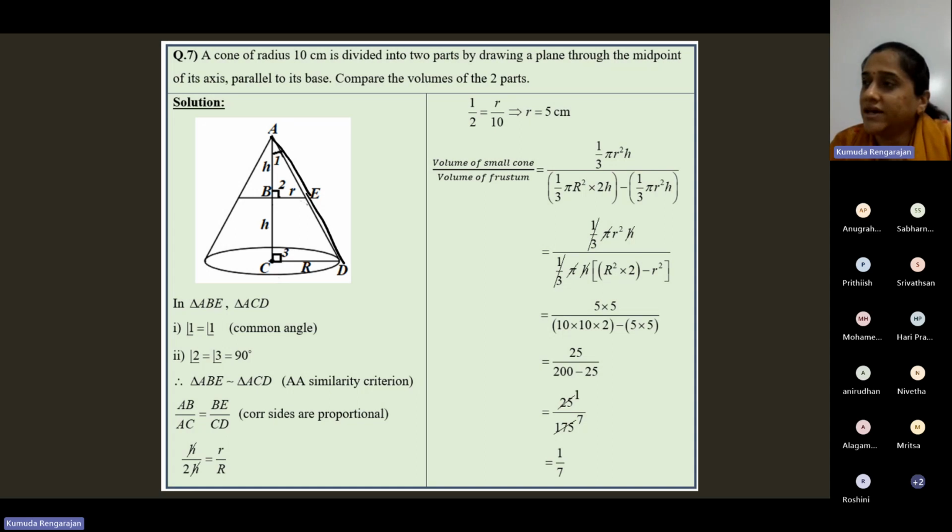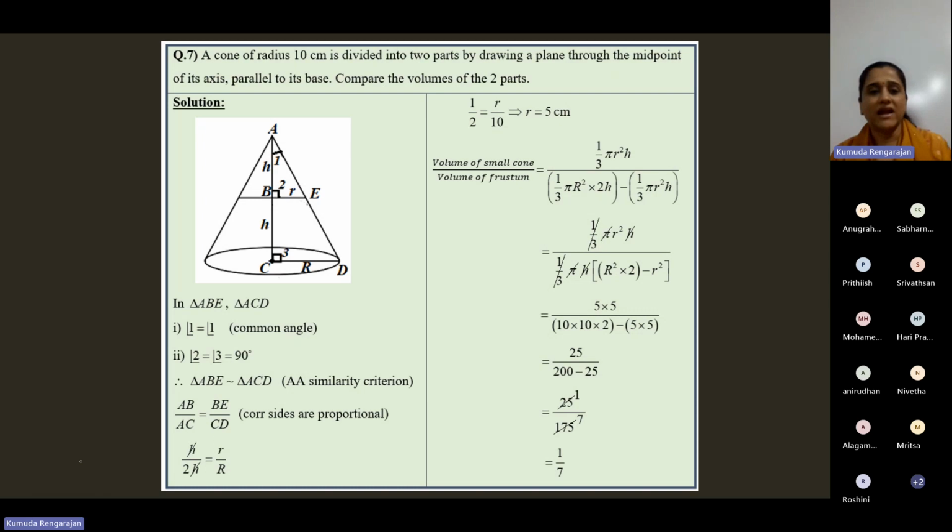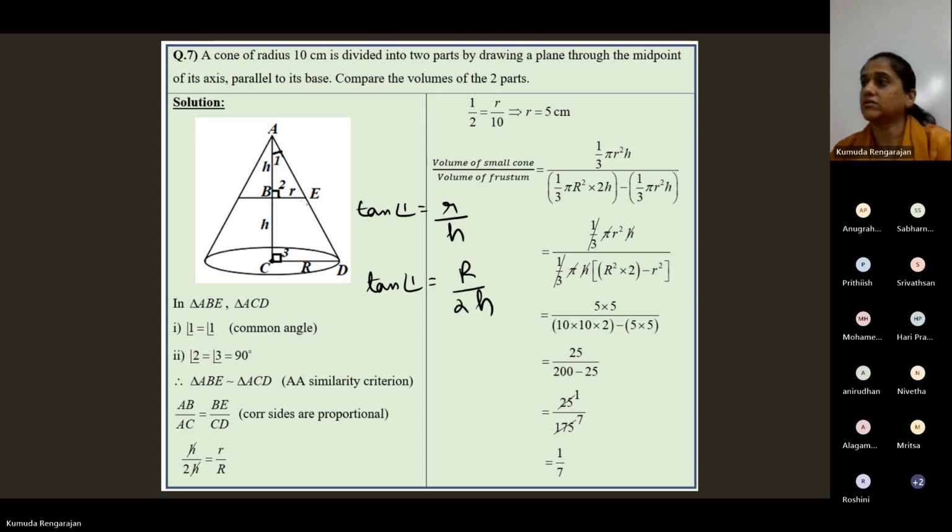So tan only, because sine is opposite by hypotenuse, cos is adjacent by hypotenuse, tan is opposite by adjacent. So we'll try tan. Why don't we want to connect the hypotenuse? Because hypotenuse is about slant height, and slant height we don't want because we are going to compare the volumes. So we'll use tan. What is tan of angle 1 in the small triangle? Opposite by adjacent. What is tan of angle 1 in the big triangle? Opposite by adjacent. So we have found tan of angle 1 in both.